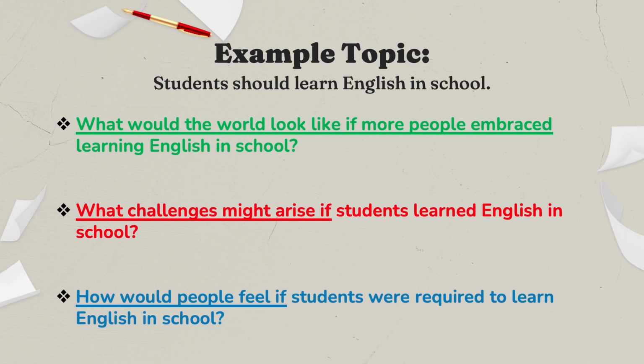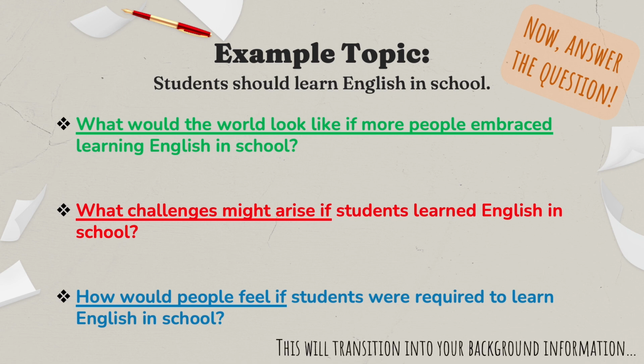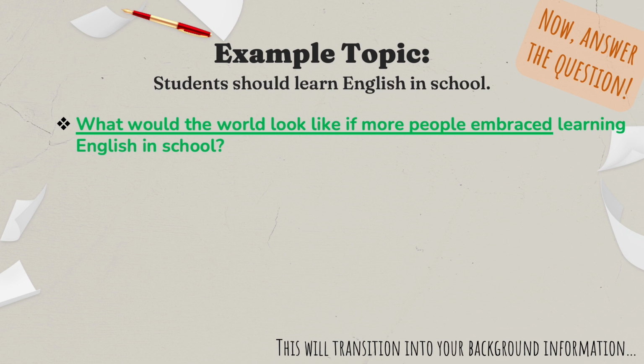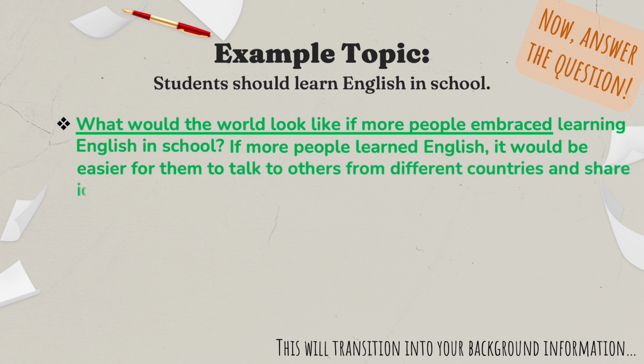However, if you ask a question, you must answer your own question. Why? Because this will transition into your background information. Let's see how we can answer these three questions. First, we have, what would the world look like if more people embraced learning English in school? If more people learned English, it would be easier for them to talk to others from different countries and share ideas.